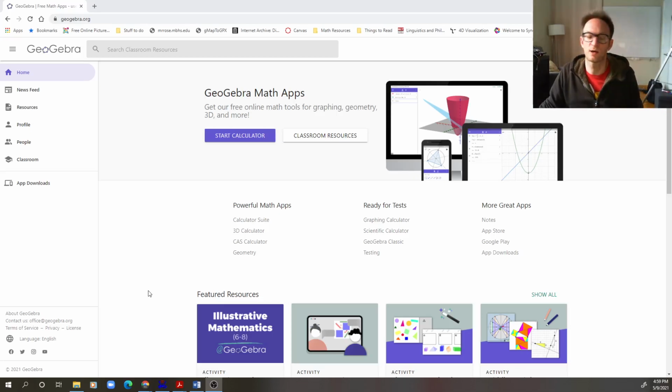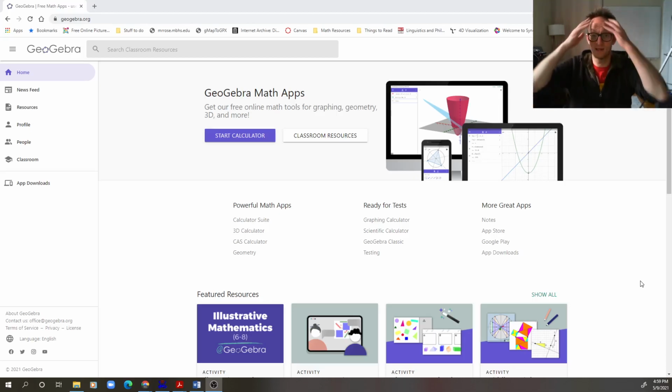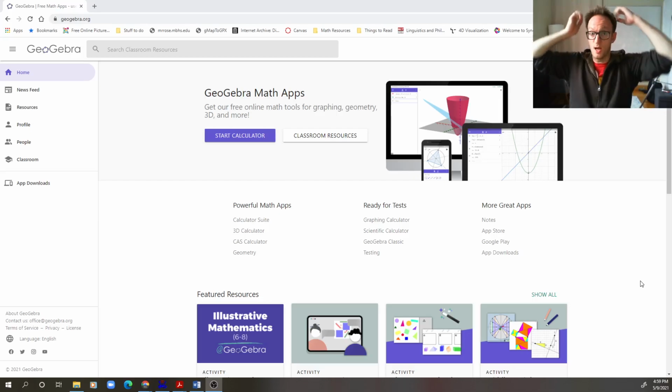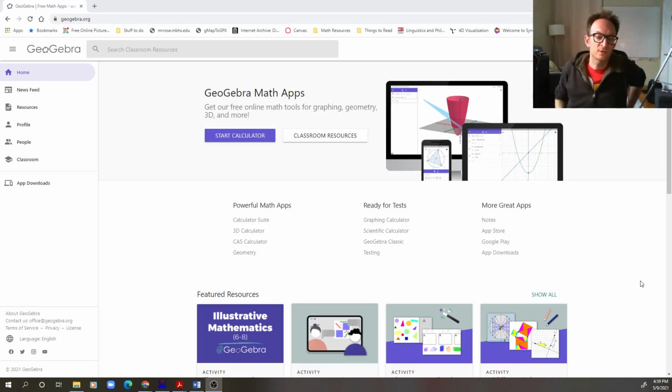So, what is GeoGebra? It's an extremely powerful and interesting software package, which is free, online, and web-based, and it does a million things, including every single thing that a graphing calculator can do, plus more. It also has a lot of geometric functions that are making old things like Sketchpad obsolete.